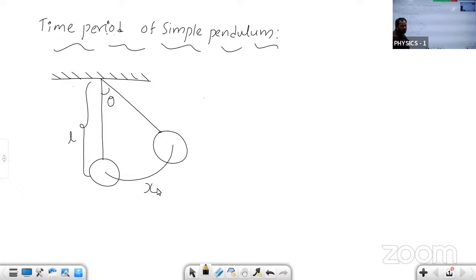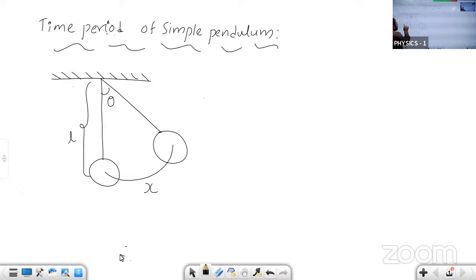This is the simple pendulum diagram. Length of simple pendulum. This is the rigid support. Thread, metallic bob. One metallic bob suspended with thread from rigid support. This system we are calling simple pendulum. What is the expression for capital T, the time period, in the case of simple pendulum?